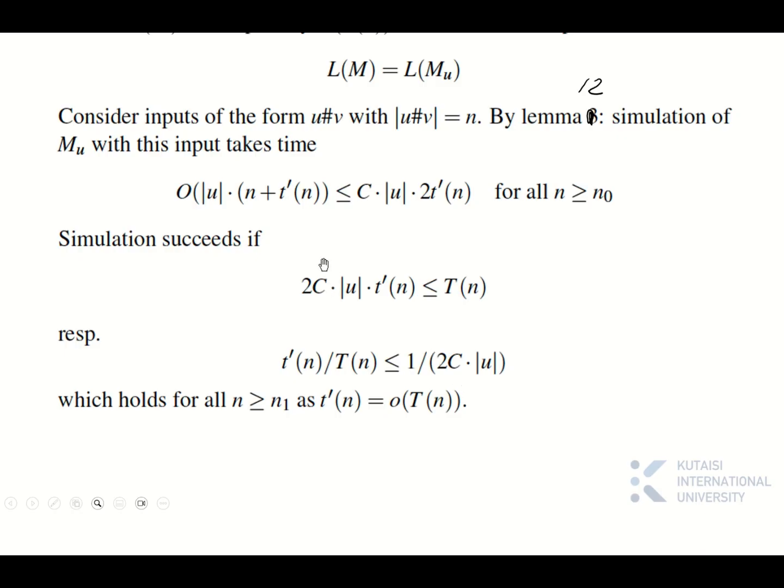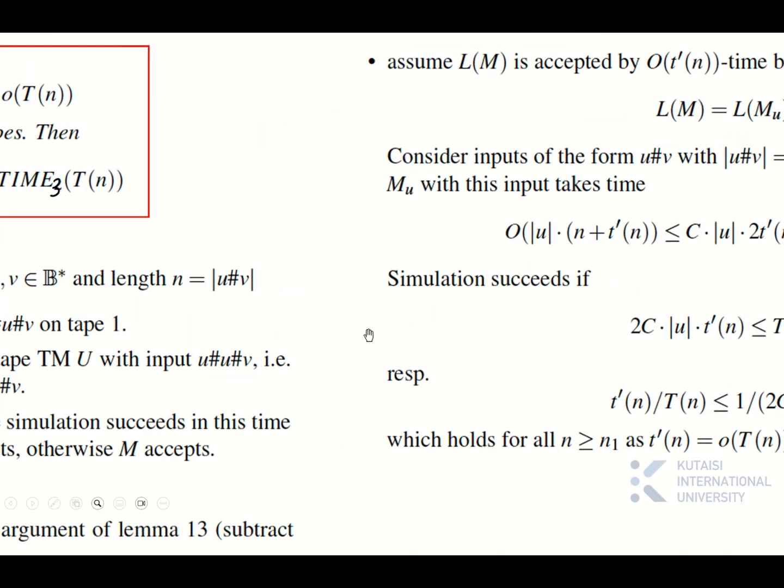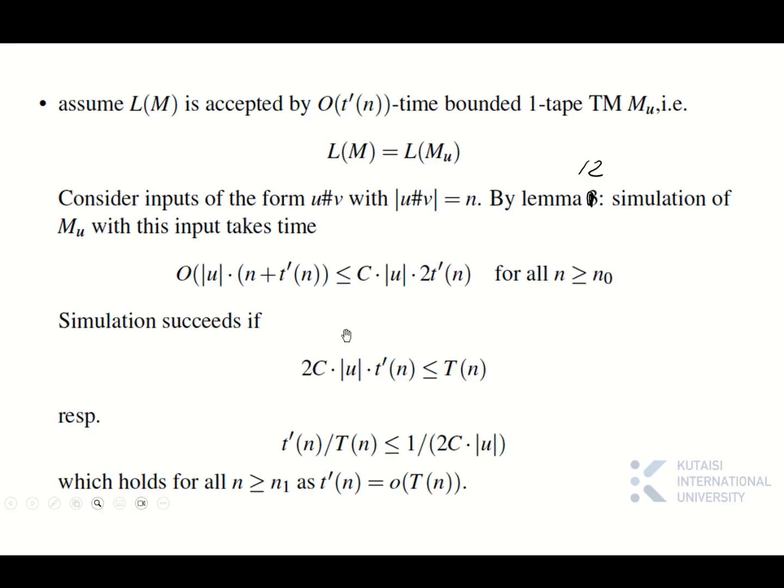Now remember what my Turing machine was doing, right? It was simulating these steps, and it was counting if it exceeds T big N or not. So if this simulation here, which is bounded up by this number here, is less than T big N, the simulation will succeed. Remember what I did? It does this for Tn steps of U. So I'm doing the simulation only up to Tn steps, and I want to see when this simulation succeeds within Tn steps. This will happen if this is less than Tn.